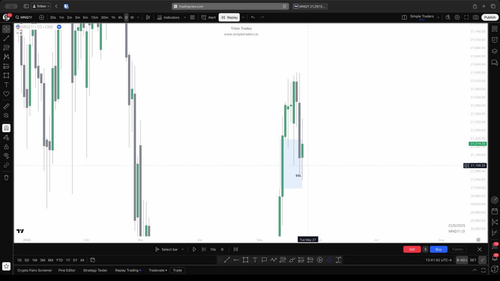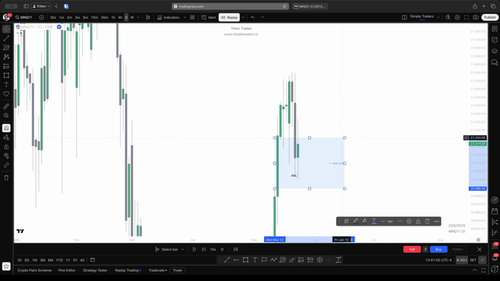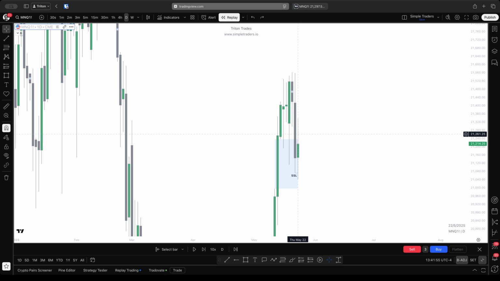First, we retraced into this daily fair value gap. We swept previous day low and we rejected from it and started accepting back into the range. And third, on this day, it is a Thursday. So there is a potential for a Thursday reversal in this case after sweeping Wednesday's low.